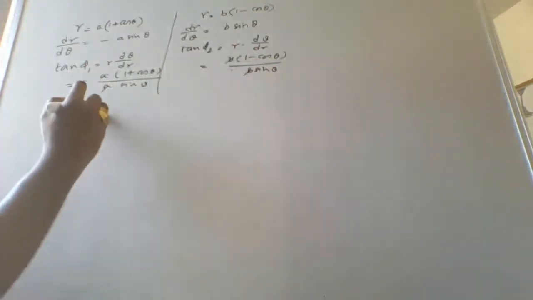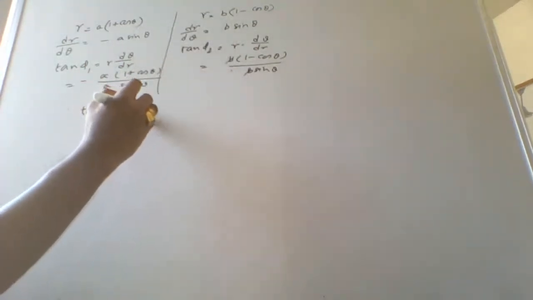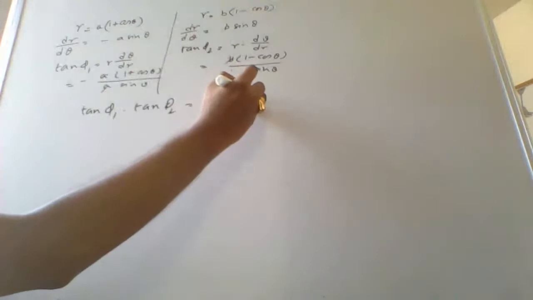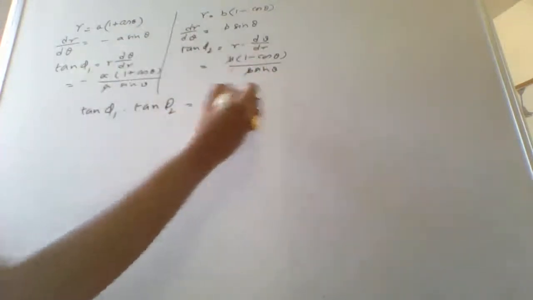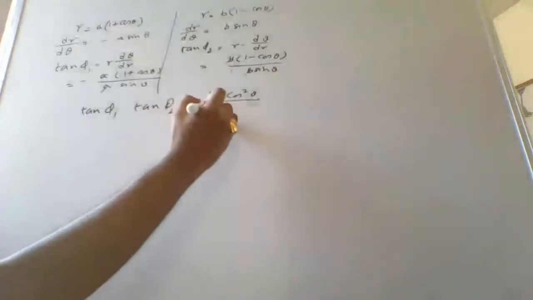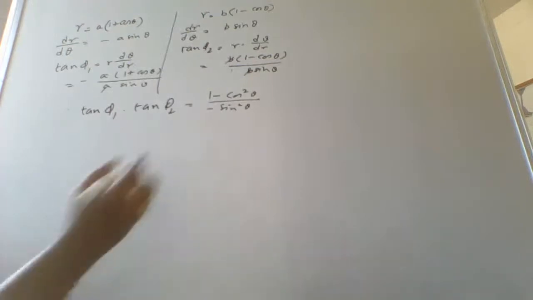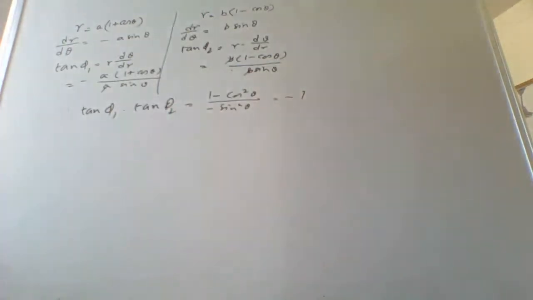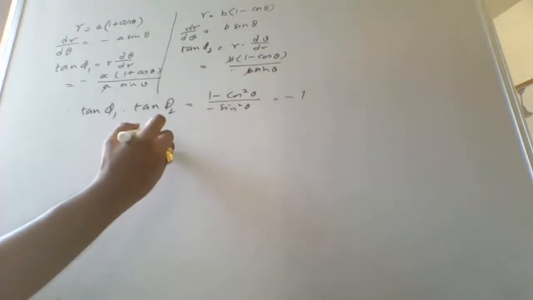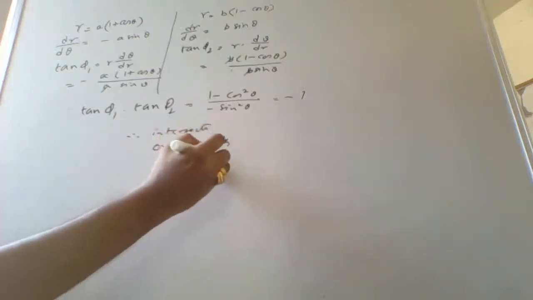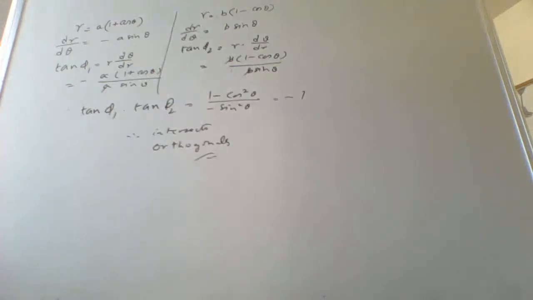Now let us take tan phi 1 tan phi 2. So this would be 1 minus cos square theta, plus and minus cos square theta, and this would be minus sin square theta, which results in minus 1. Therefore, this intersects orthogonally. So hence we have proved that this intersects orthogonally.